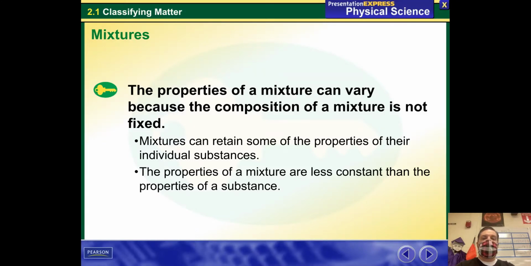So mixtures can retain some of the properties of their individual substances. In other words, if I take salsa, it tastes like tomatoes, it tastes like onions, it tastes like peppers, but if I add more salt, it tastes saltier, right? So it maintains some of its properties. The properties of the mixture are less constant than the properties of a substance. So when we talk about substances, we're talking about molecules and atoms, fixed proportions. When we talk about mixtures, there's some variation.